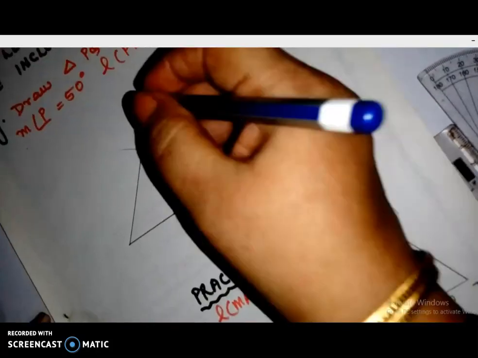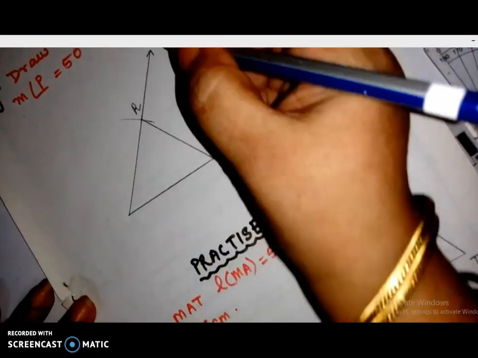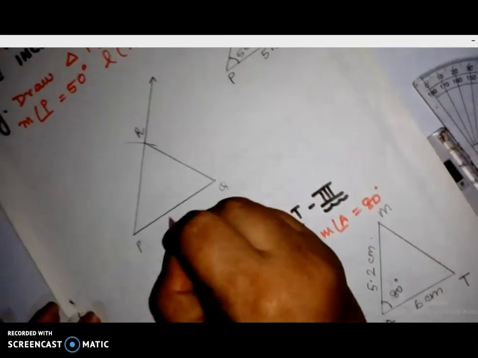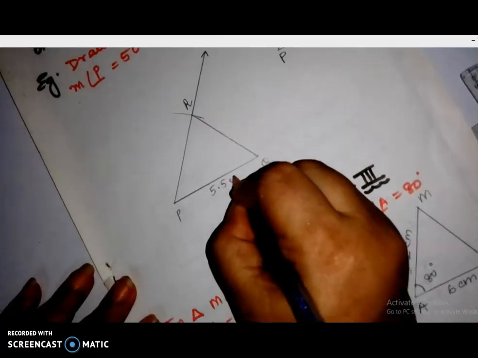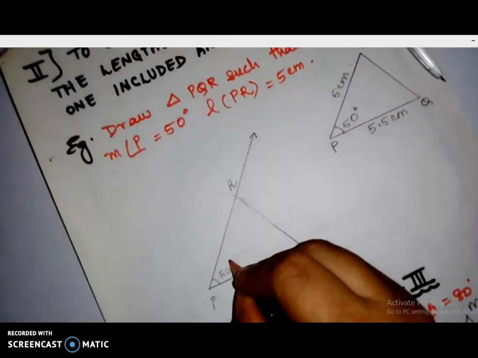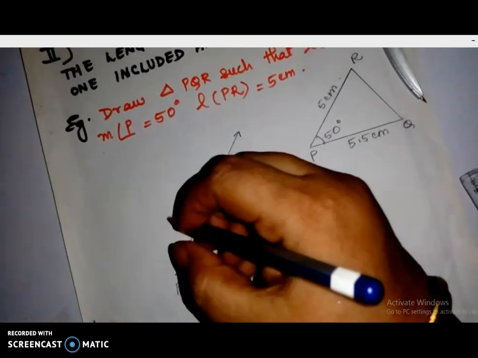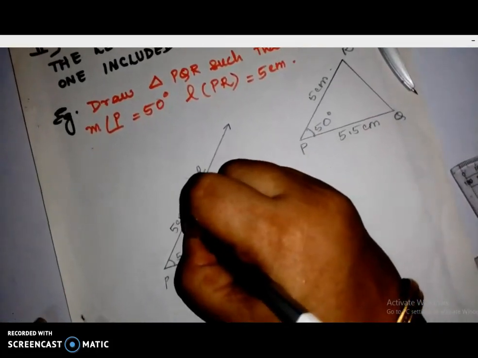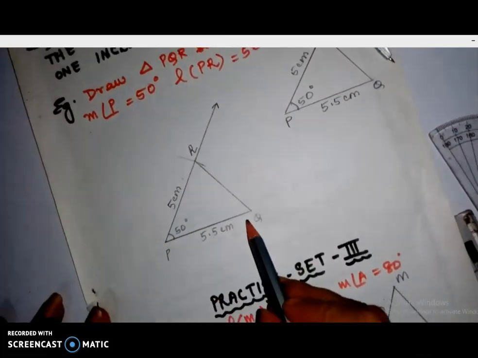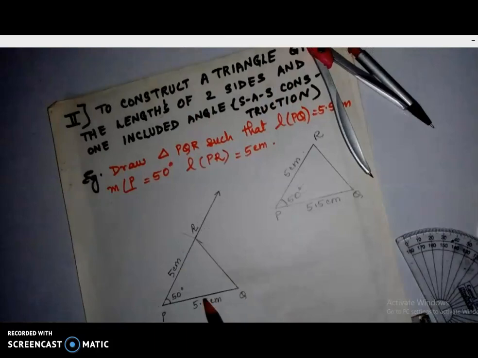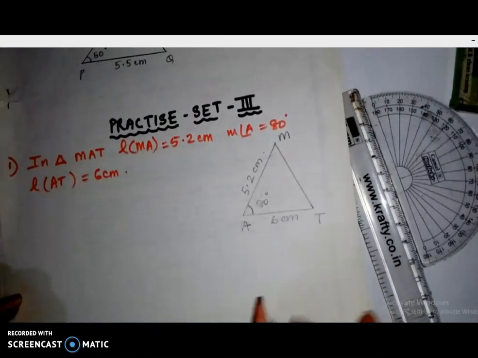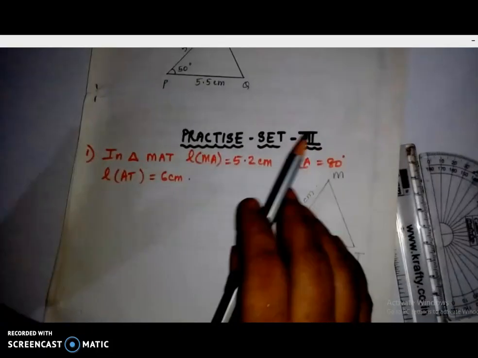Now we will write all the measurements. This is R, this is P and this is Q. The base was 5.5 centimeter. Angle P measured 50 degree and length of PR is 5 centimeter. So this is side angle side construction. Two sides and one included angle. Now we move on to practice set 3.